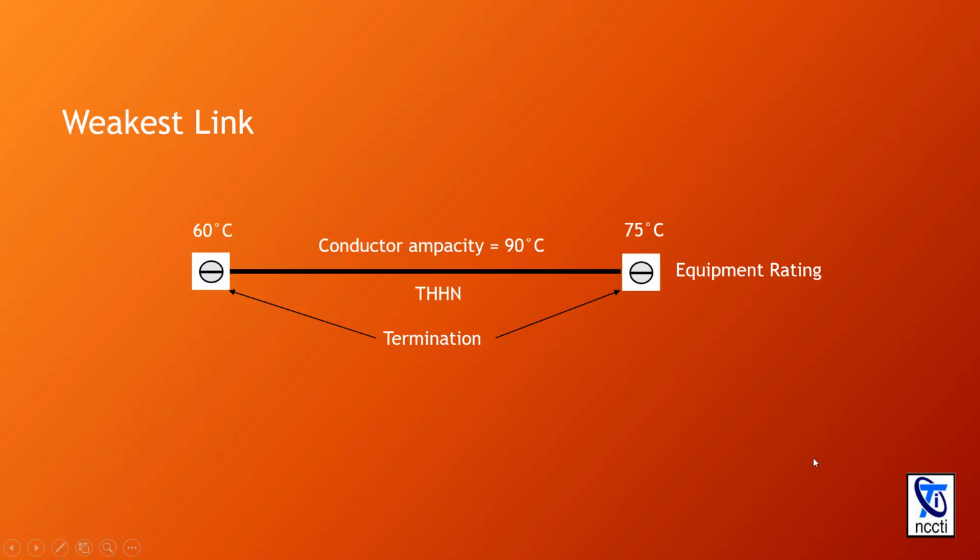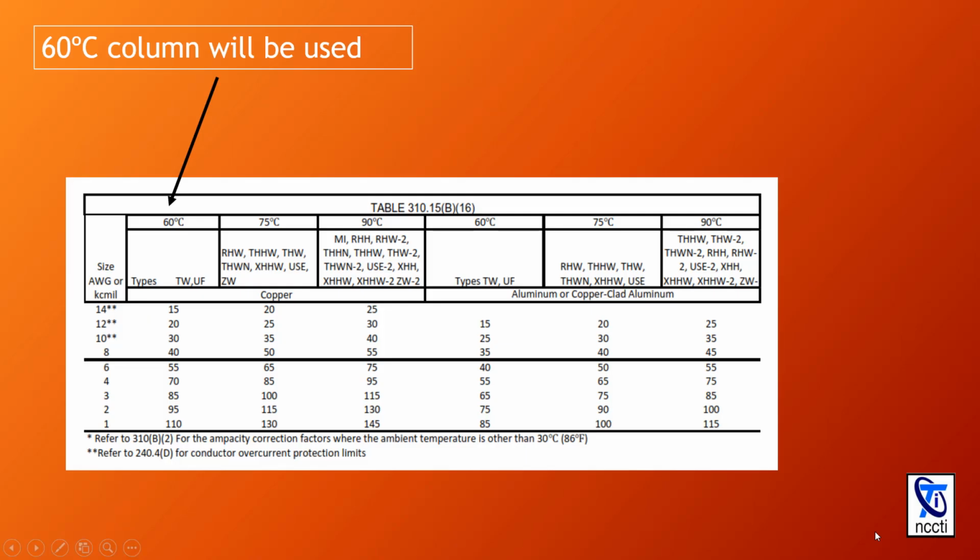For example, we already know that THHN is rated at 90 degrees C. The equipment termination is rated at 75 degrees C, and the disconnect is rated at 60. The weakest link is 60 degrees centigrade. The 60 degree column will be used to determine the ampacity of this circuit. So a number 2 THHN would be rated at 95 amps. The 90 degree column is almost never used except for derating conductors, which we'll cover later.